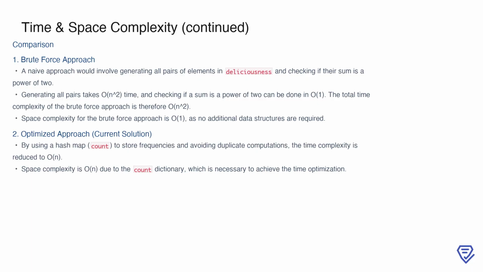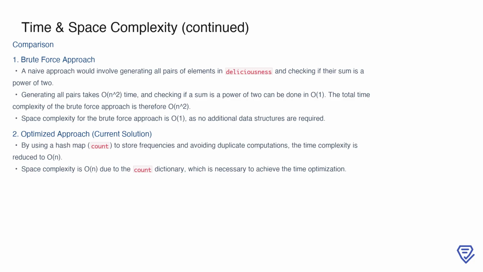Let's compare this optimized approach to a brute force method. In a naive approach, we would generate all possible pairs of elements in deliciousness and check if their sum is a power of 2. Generating all pairs involves iterating through the array twice, resulting in O(n squared) time complexity. Checking if a sum is a power of 2 is an O(1) operation, so the total time complexity for the brute force method is O(n squared). The space complexity is O(1), as no additional data structures are used.